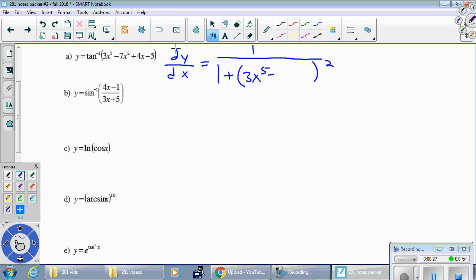So we're copying the stuff here, and then multiplying over here by the derivative of all that stuff, 15x to the 4 minus 14x plus 4. And then the minus 5 disappears.